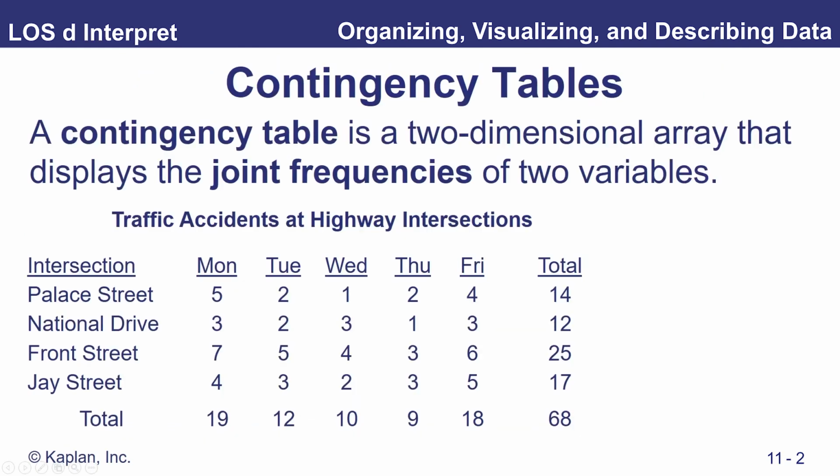Now our next LOS asks us to interpret a contingency table. A contingency table is a two-dimensional array. Remember, a one-dimensional array has one variable, a two-dimensional array has two variables. So it's displaying two variables, typically in a table format.